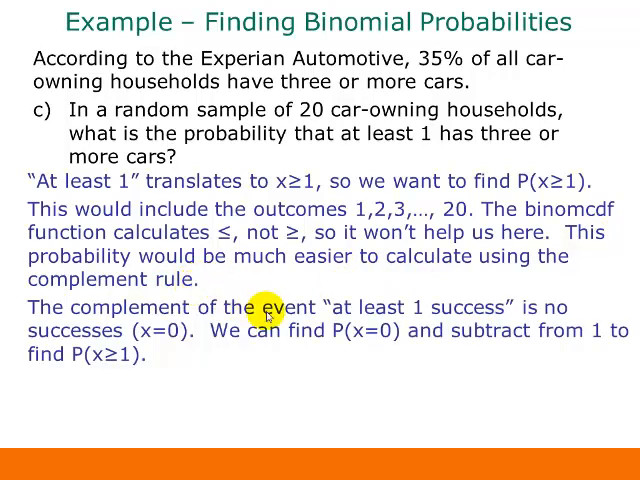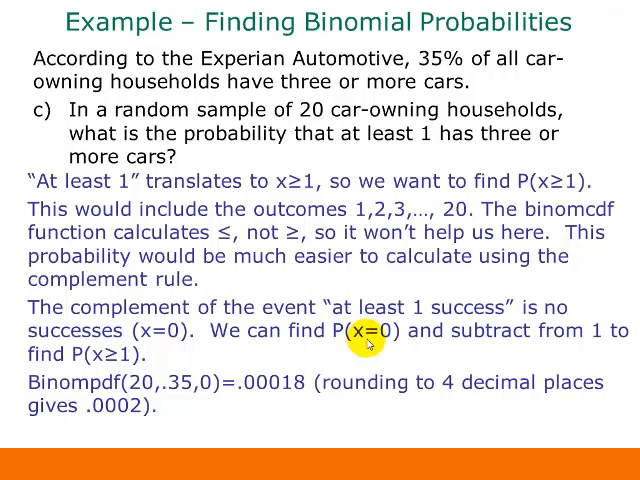So the complement of the event at least one success is no successes. So the complement of this event is just that x is equal to 0. So what we can do is find the probability that x is 0, or the probability of no successes, and then subtract that probability from 1 to find the probability that we're actually looking for.